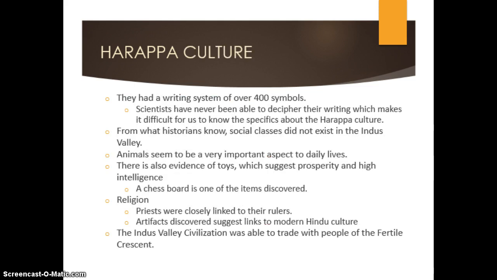Other aspects of their culture, they had a writing system that had over 400 symbols. Imagine our 26, what we need to know, and they had over 400. Because their writing was so complex, we do not know specifics about their culture. It's been too difficult to decipher the writing. From what historians do know, however, they did not have social classes. Everyone was created equal.